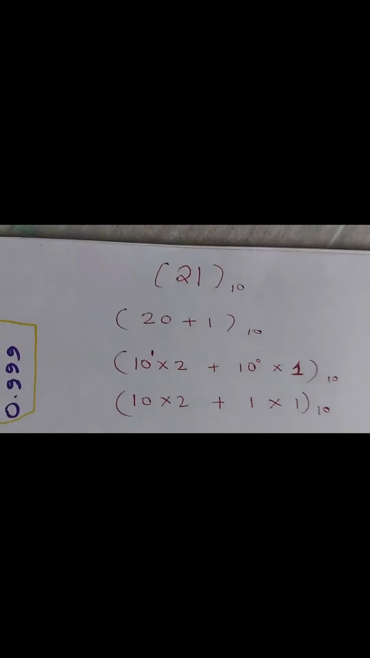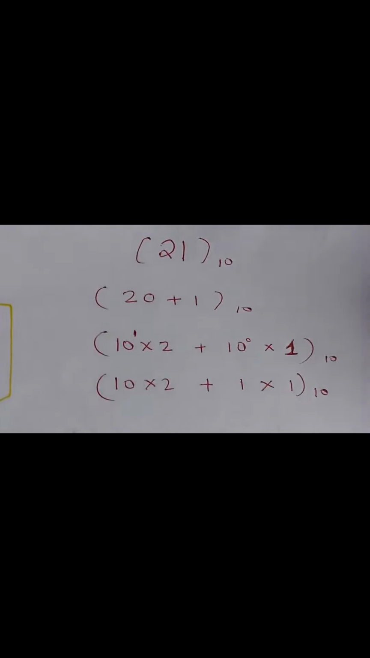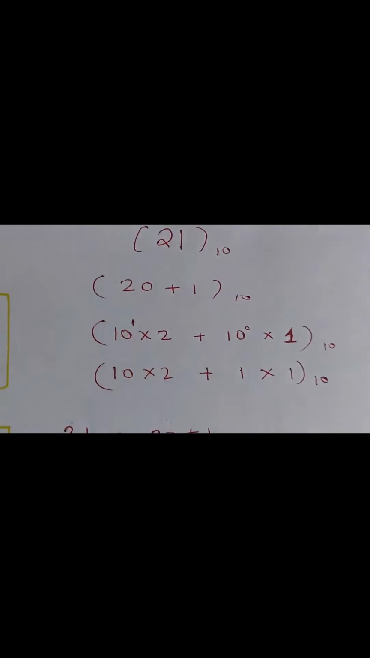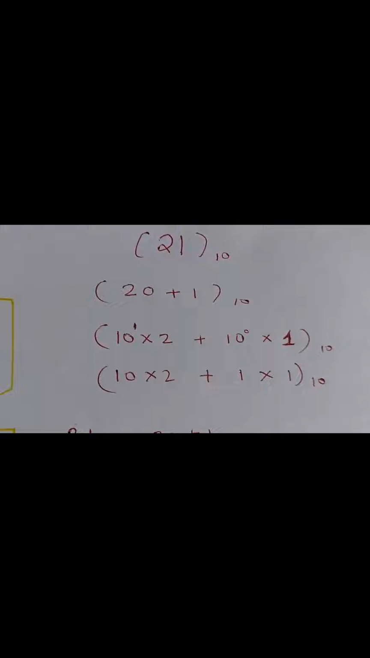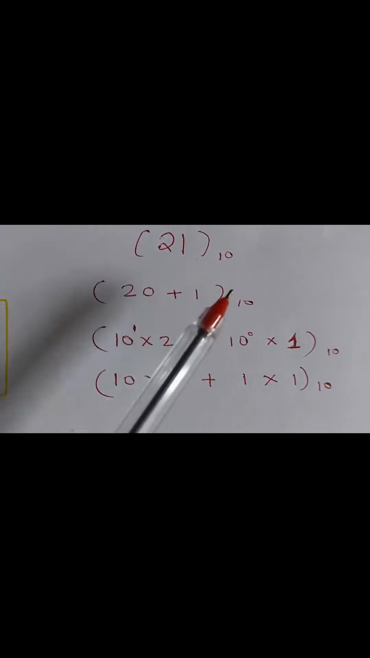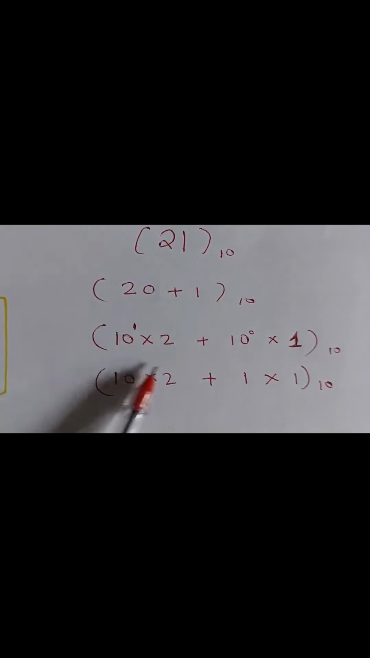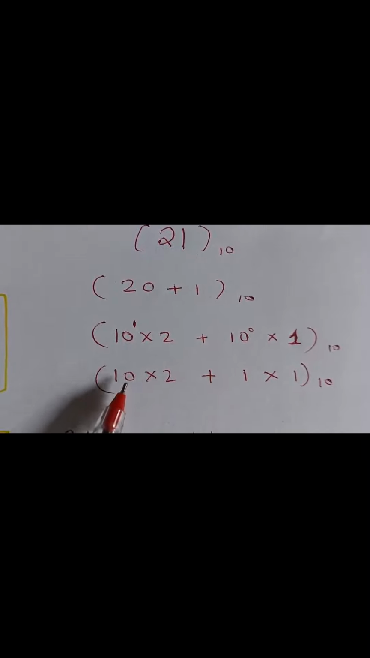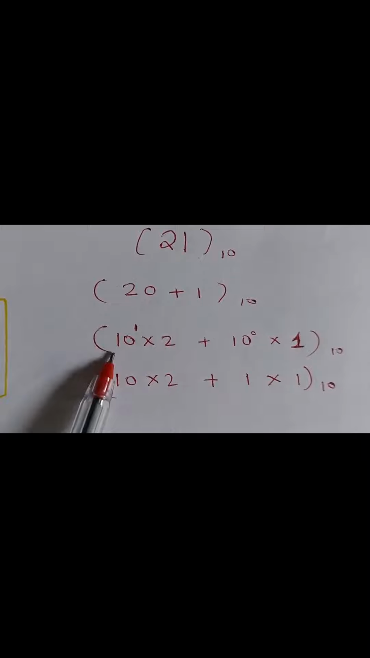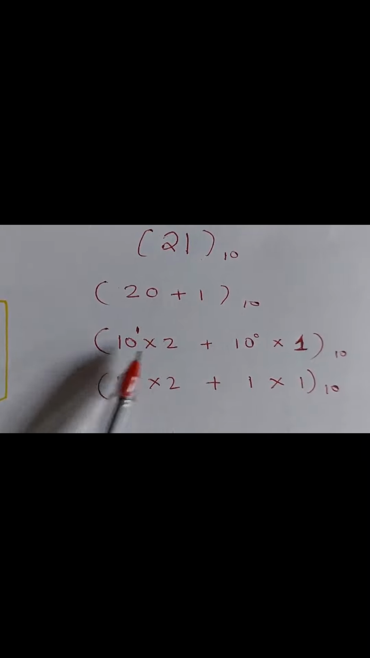So what we are doing is we are representing the decimal number with base 10. We are representing this decimal number which has got base 10 in expanded form, expanding it to a point where we can pull out tens, which is the base of this system.